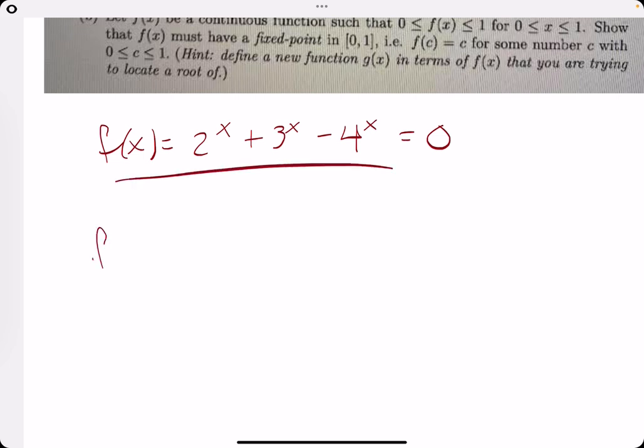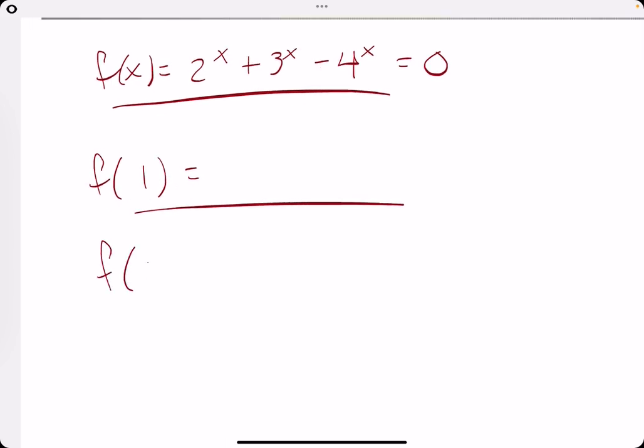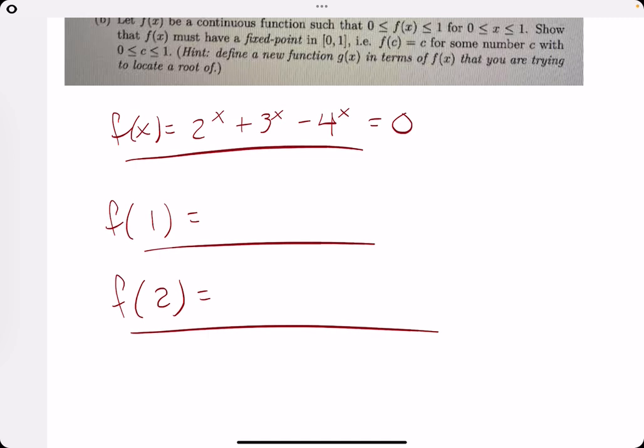Okay, so we're going to just test out values. Say f of 1 and f of 2. So we're plugging in x equals 1 and x equals 2. And if we can show that one of those results is positive, one result is negative, and that the function is continuous, then we can show that that function equals 0 at some point between 1 and 2.